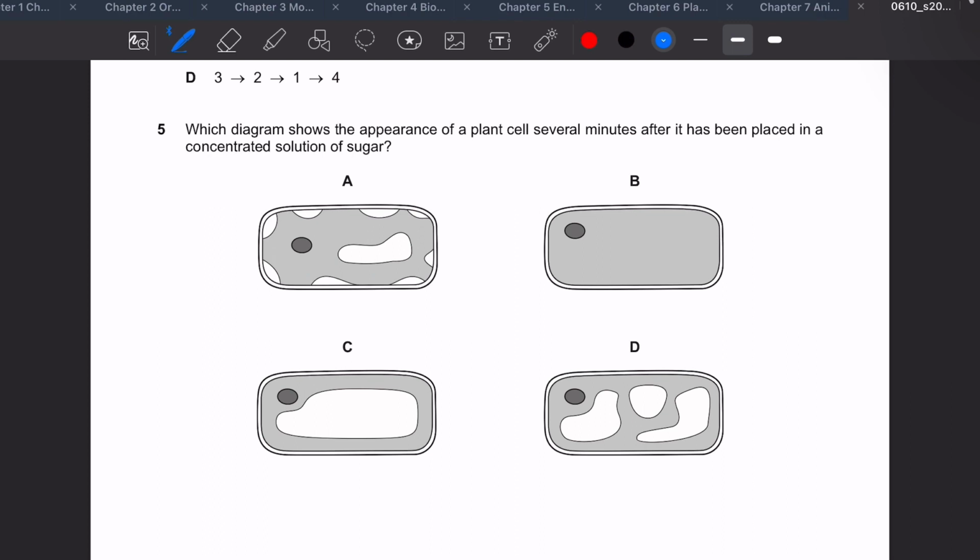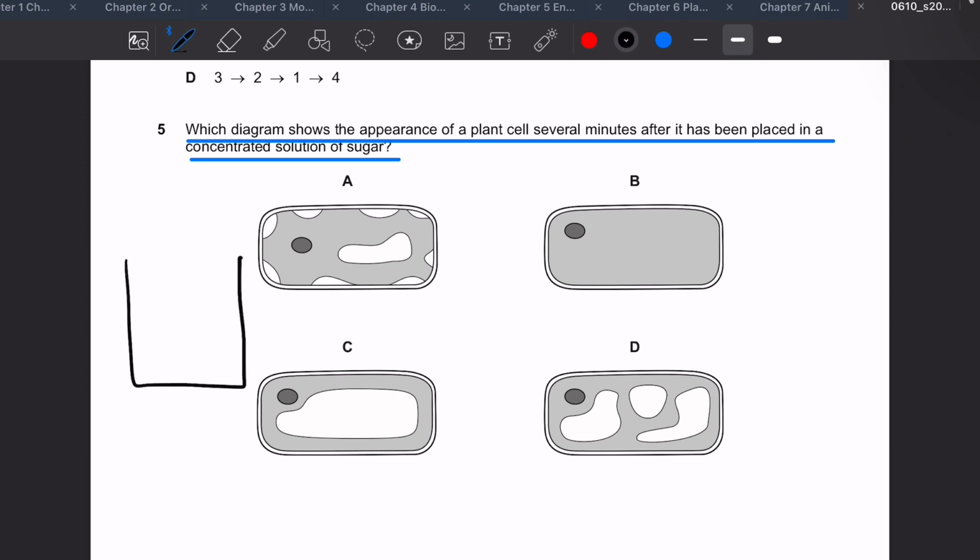Number 5. Which diagram shows the appearance of a plant cell several minutes after it has been placed in a concentrated solution of sugar? So the question is asking what happens to the plant cell if it is placed in a solution of sugar.